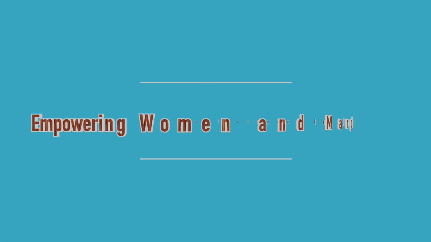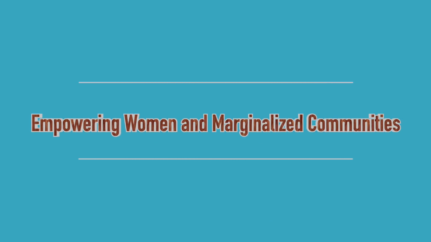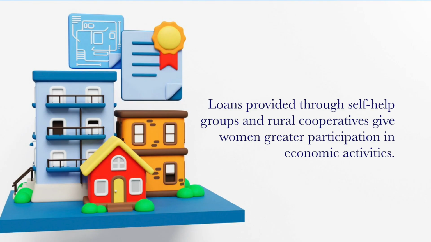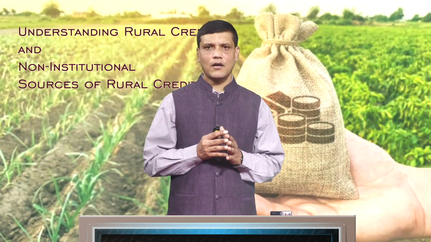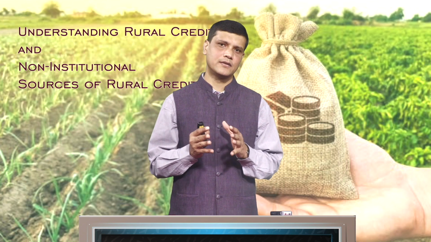The next is empowering women and marginalized communities. Loans provided through self-help groups and rural cooperatives give women greater participation in economic activities. With access to credit, they can become entrepreneurs, contribute to household income, and gain more respect and decision-making power within the family and community. So this was all about the role that credit can play in rural areas.